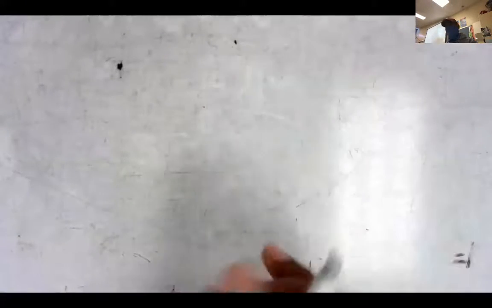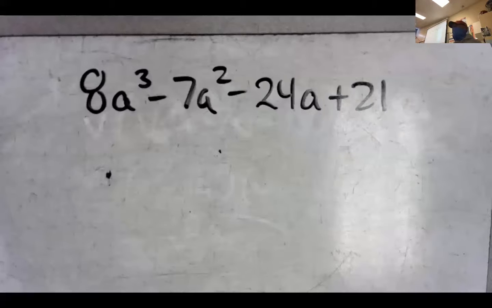Okay. All right, so let's talk about factoring by grouping. The problems you guys are going to see don't have two numbers. They don't have three numbers. They are going to have four terms. I have four terms this time. Make sure that you guys can see everything.